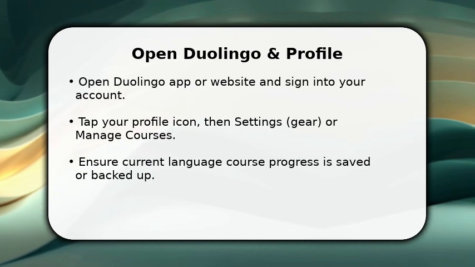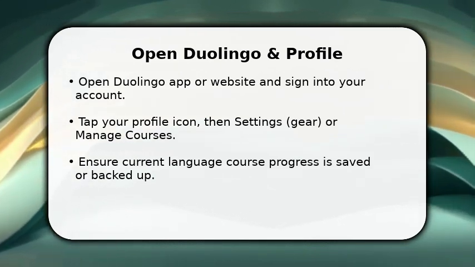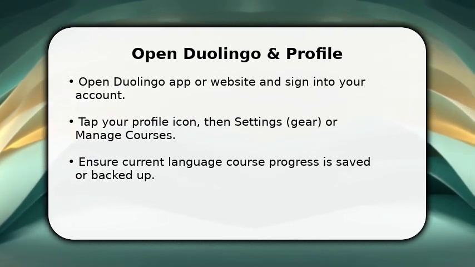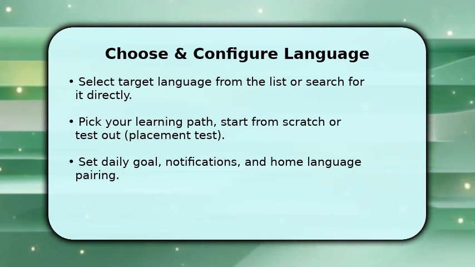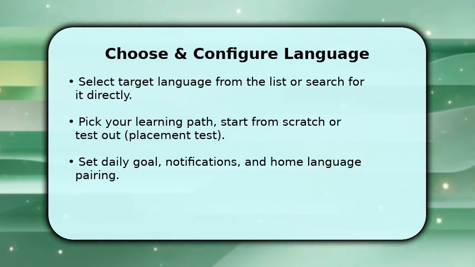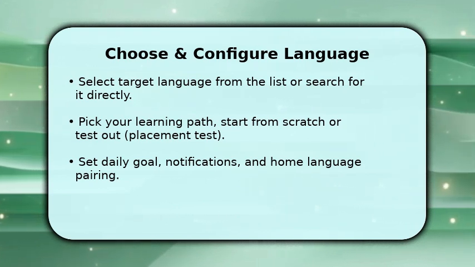Now that prerequisites are met, select Add a Course or find a new language. This begins the process of choosing the next language you want to study. Now choose the language you want, scroll or use the search box to find it quickly. Once selected, decide whether to start from the beginning or take the placement test. Testing saves time if you know some basics.